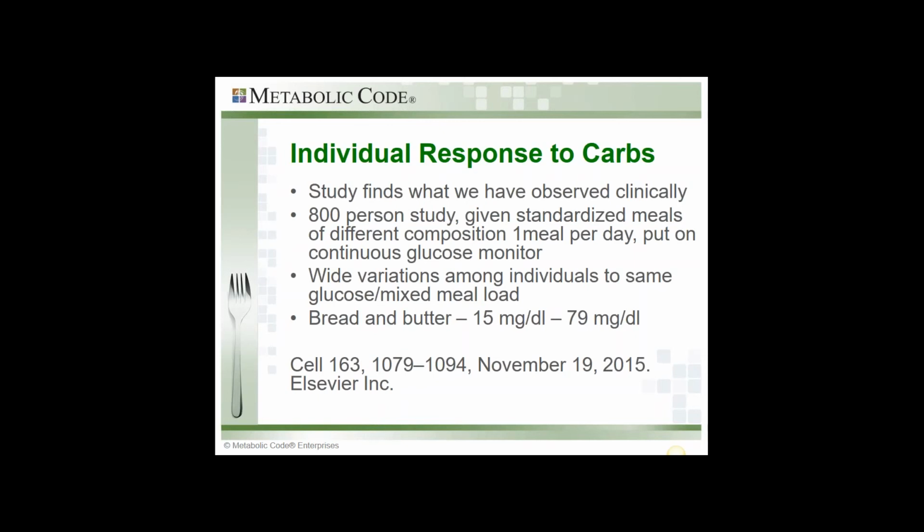And that is why in our approach with the metabolic code diet, we start out with a very low amount of the high glycemic load carbs, and we slowly allow people to start to reintroduce those starchy foods and see what their response to the higher glycemic foods is.